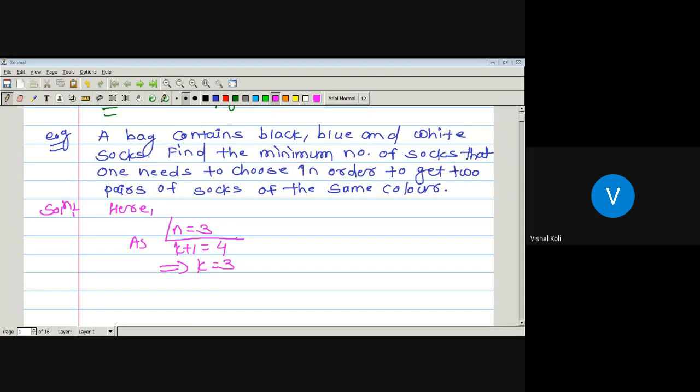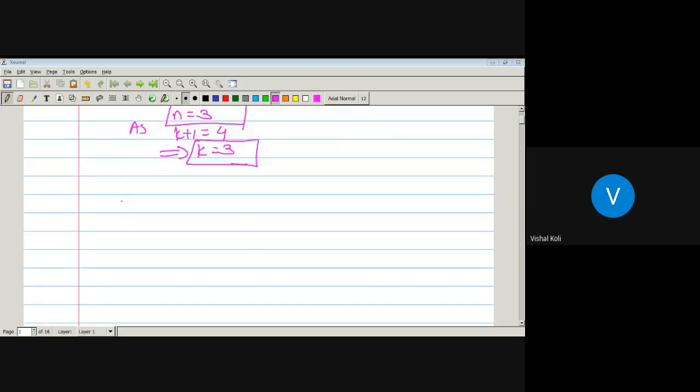So here we get n is equal to 3 and k is equal to 3, and we have to find out the value of k into n plus 1, since we have to find out the minimum number of socks so that we will get two pairs of socks of the same color. Which implies k into n plus 1 is equal to 3 into 3 plus 1, which is equal to 10. So how many socks are required? There are 10 socks required so that we get two pairs of socks of the same color.